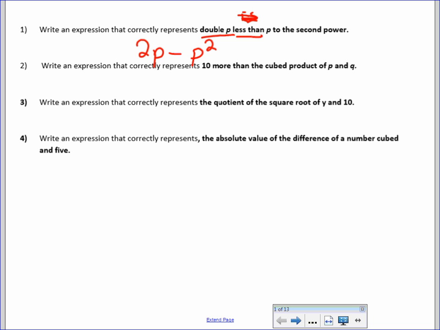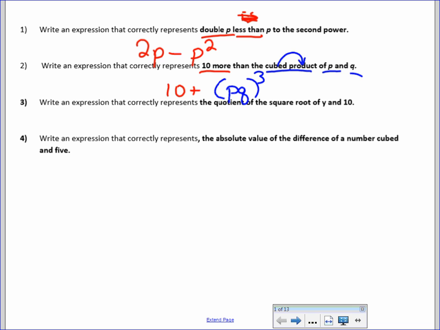Write an expression that correctly represents 10 more than the cubed product of p and q. So 10 more is easy, that's 10 plus. But it's the cubed product, so we're going to cube something that's being multiplied, which in this case is p and q. Whenever you see something like cubed product or the product of the sum, you're cubing the product, not these, so you must put it in parentheses.